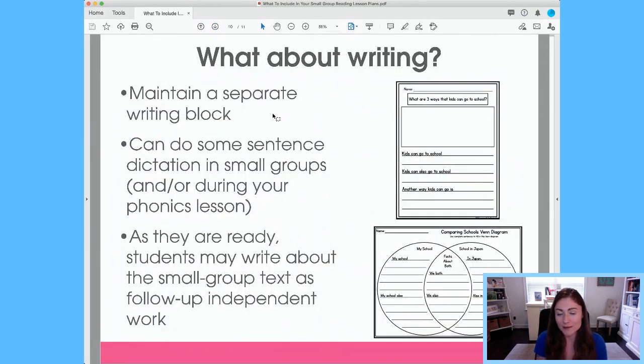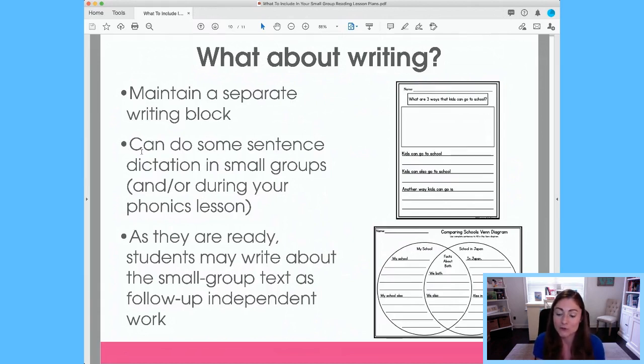Okay, so last but not least, you might be wondering, what about writing? So as we talked about earlier, I really recommend maintaining a separate writing block. So a lot of your writing instruction is happening then. That said, you can do something like a sentence dictation in your small group.